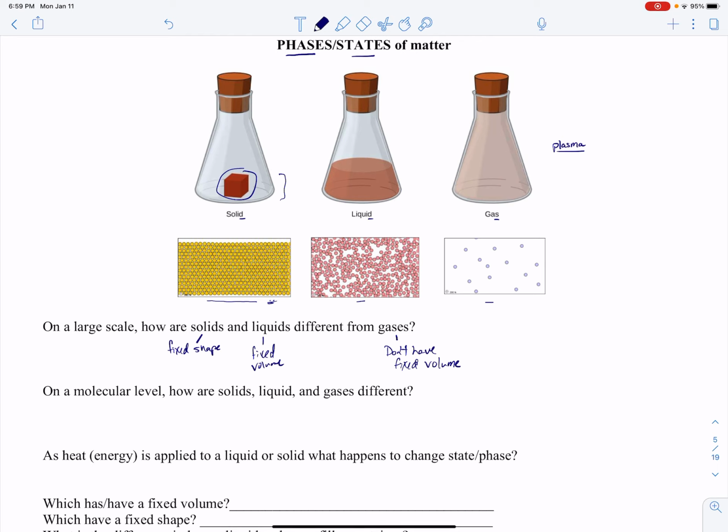Now, on a molecular level, how are they similar and how are they different? So you look right here. These are very closely spaced. If you look at our liquid, they are still pretty close, but they are not as close as the solids. And you'll notice that the gases are very far apart.